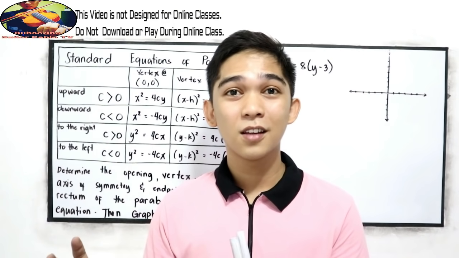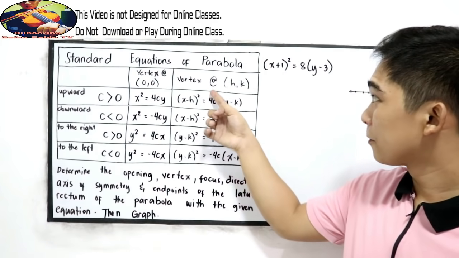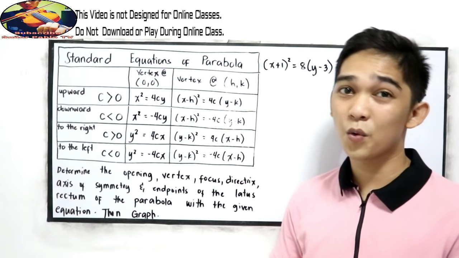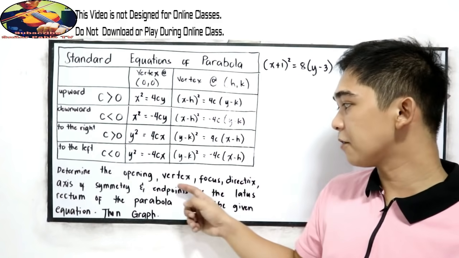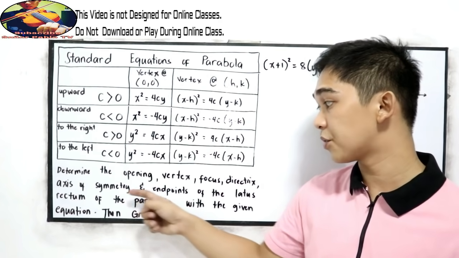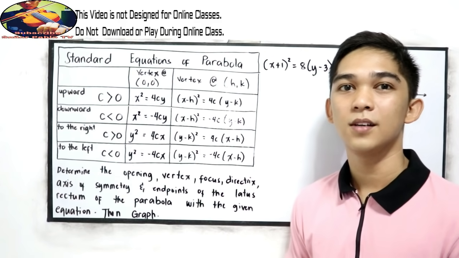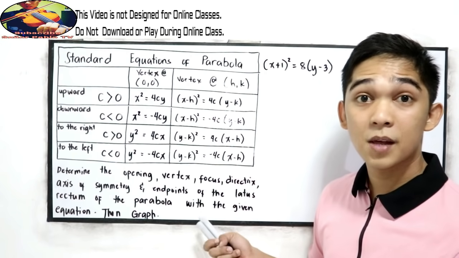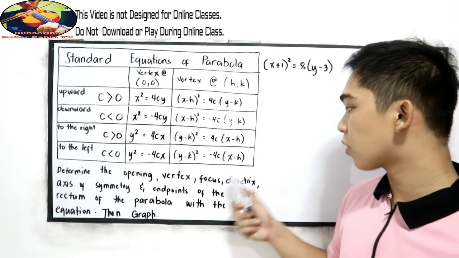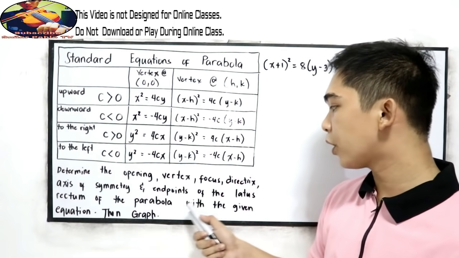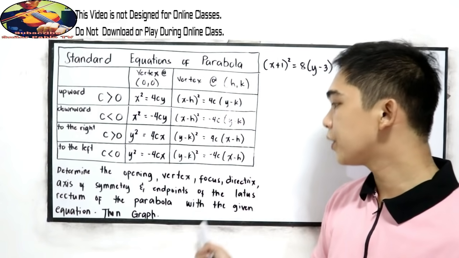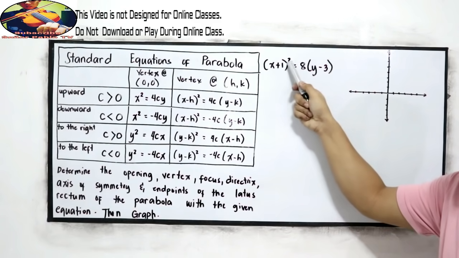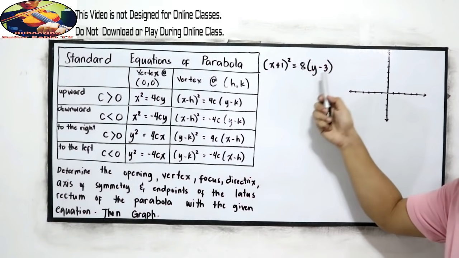So what if the given equation is in the form where our vertex is at hk? How we're going to find the opening, vertex, focus, directrix, axis of symmetry, and endpoints of the latus rectum. So again, we're going to use this table to easily solve the equation. So our problem is determine the opening, vertex, focus, directrix, axis of symmetry, and endpoints of the latus rectum of the parabola with the given equation, then graph. So our equation is quantity x plus 1 raised to 2 is equal to 8 quantity y minus 3.